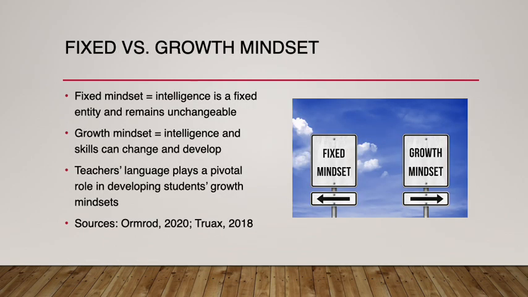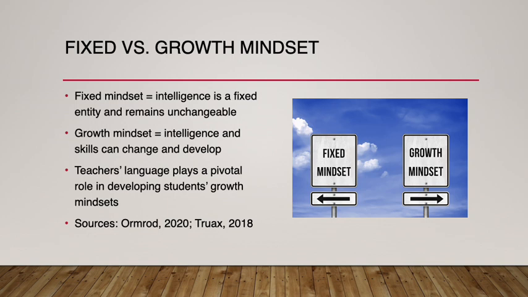The second targeted concept deals with fixed versus growth mindsets. According to Ormrod 2020, those who believe in a fixed mindset see intelligence and other general abilities as things that are relatively permanent and unchangeable. On the other end are advocates of growth mindsets, a view that indicates intelligence as skills that can develop and improve over time through sustained effort and practice.